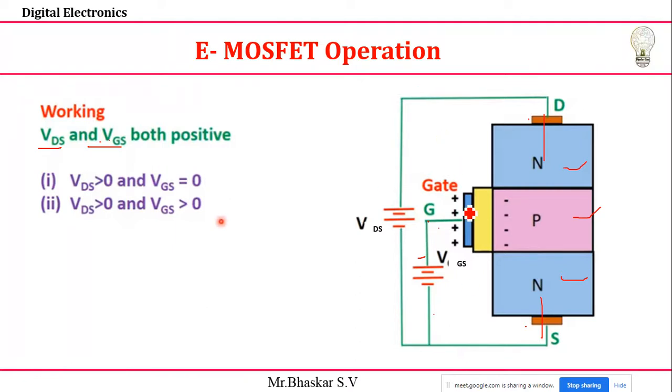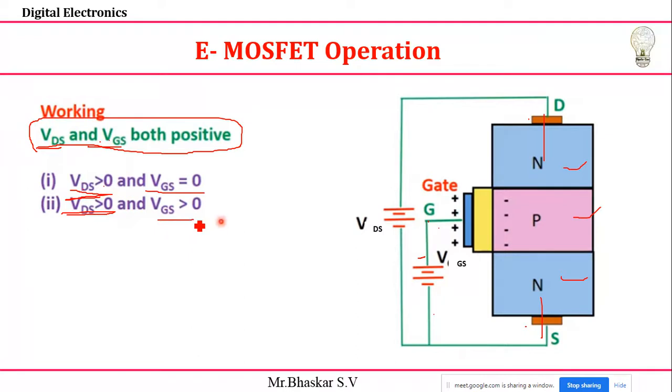So here I'm going to take two conditions. In the first case, VDS and VGS are both positive values. Under those positive conditions, initially I'm going to take VDS, the drain to source voltage, greater than 0, and VGS equal to 0. I need to analyze what is happening here. In the second condition, the drain to source voltage is greater than 0, and the VGS value is also greater than 0.